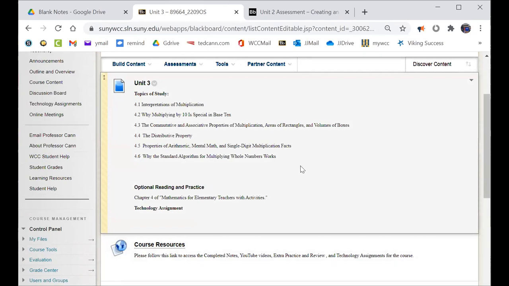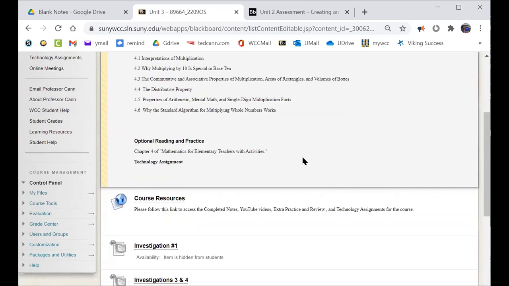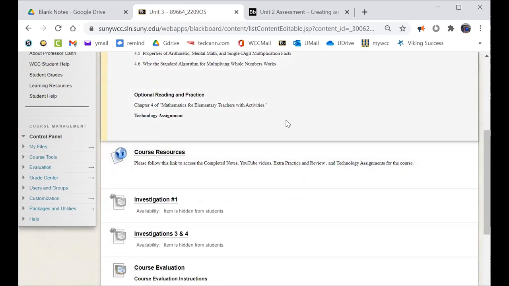And especially in the remote environment, I tried them for the first unit, and it was so choppy, so I figured I'll keep them in, but I'm not going to really do much with those moving forward. So topics of study, we're talking about multiplication. You have some reading opportunities if you want. There will be a small technology assignment in this unit.